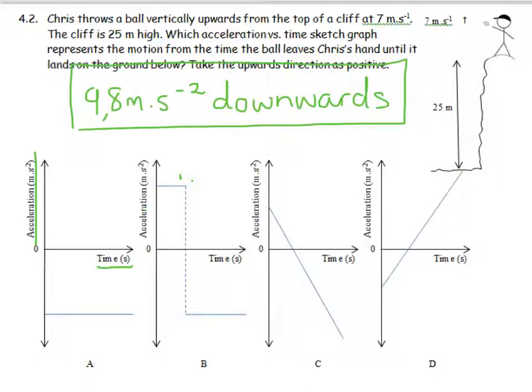All that you have is one constant acceleration value at negative 9,8 meters per second squared. It's negative because it said upwards is positive, so therefore downwards must be negative. So A is your correct answer.